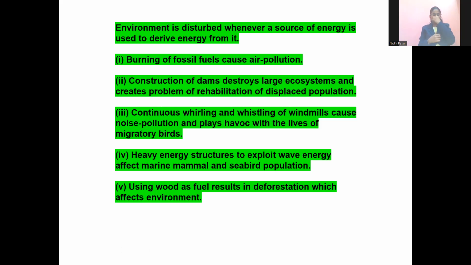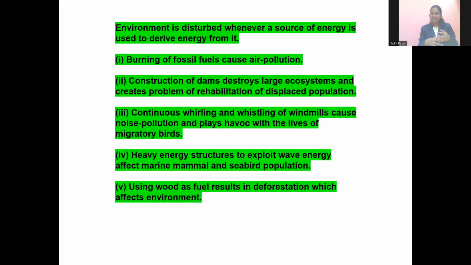The next one is using wood as a fuel, which results in deforestation. For biogas, we use a certain amount of wood, so we have to cut the trees. It causes deforestation and affects the environment. So directly or indirectly, the use of conventional as well as non-conventional sources of energy affects the environment, guys. Burning of fossil fuels causes the release of acidic oxides.